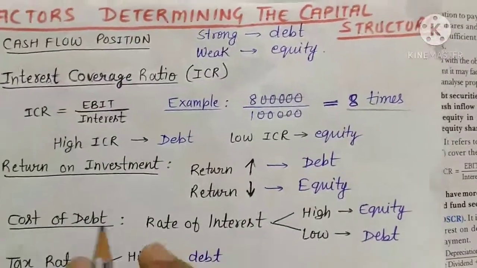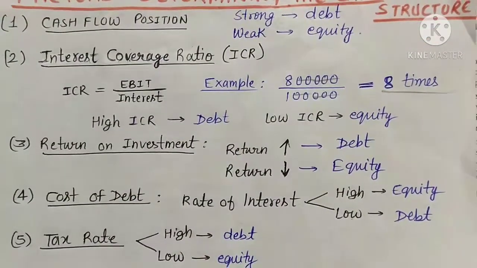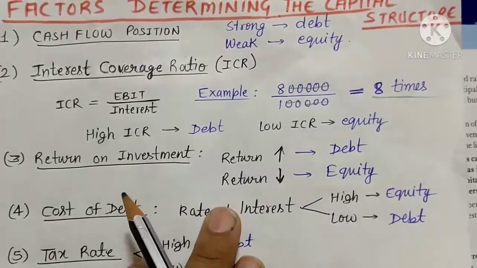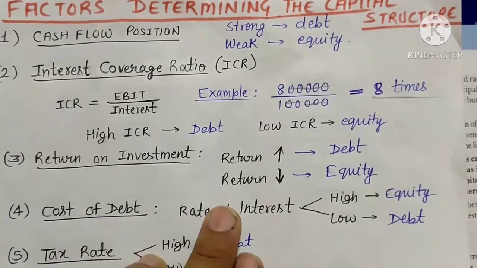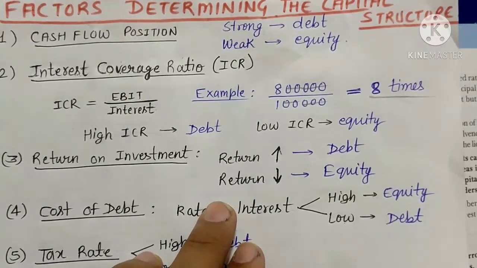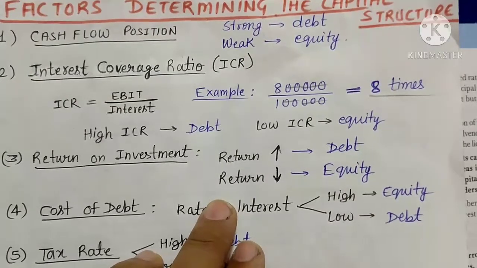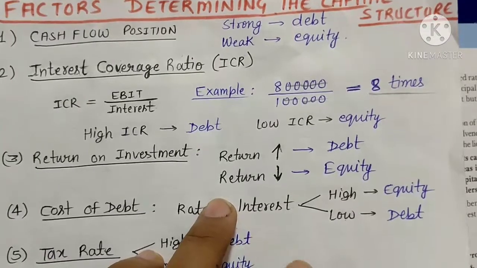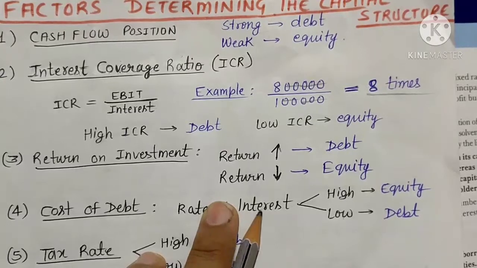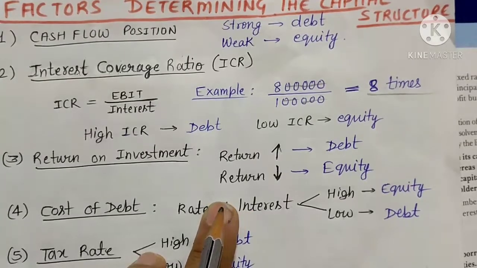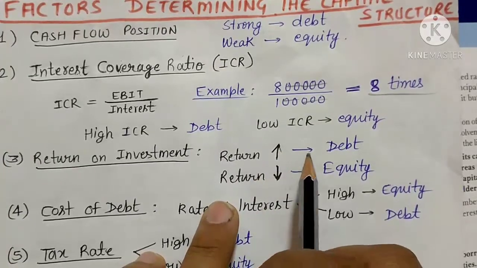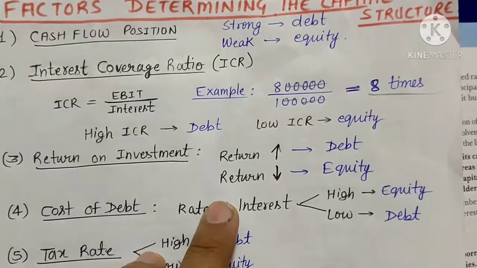Okay. Then comes return on investment. Very important factor. How much return we are getting in our company. See, return on investment means how much we are earning on our investment. If we have made a 2 lakh investment and we are earning 10 lakh from that investment, so our earning is good, our return is good. That is called return on investment. See, if our return on investment is more than the interest which we have to pay on debt, then it means a high rate of return. In that case, we should go for debt.